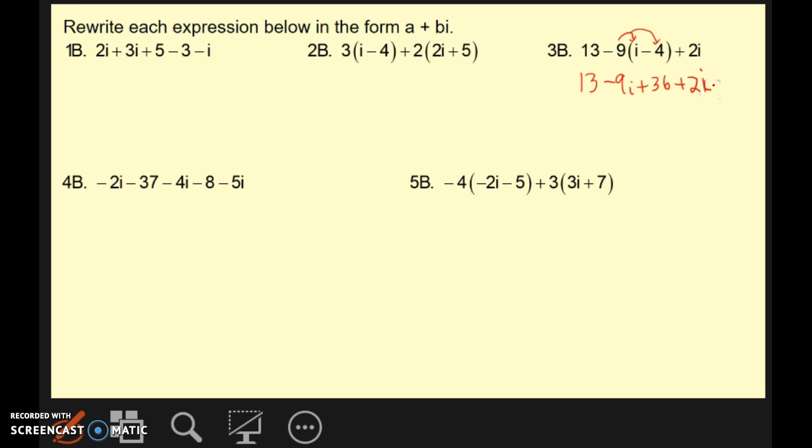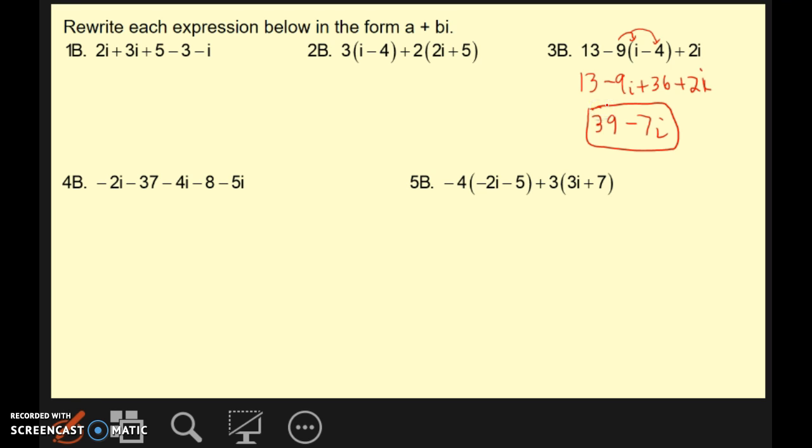Then we're going to put our like terms together. Again, we want it in the form a plus bi, so we're looking for the real number component first. My real numbers in this case are 13 and 36, which would give me 39, and my imaginary numbers, negative 9 plus 2, would be negative 7i. So a lot of familiarity from what we did previously when we did this with variables.